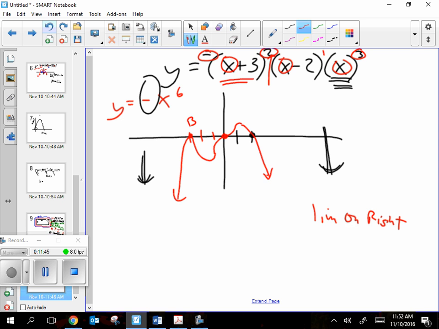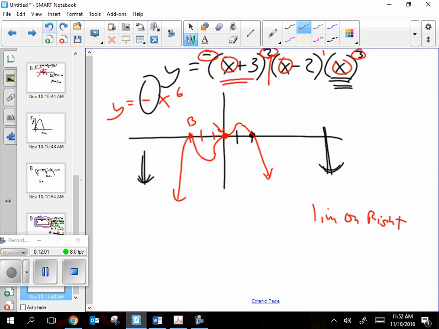It's also smart to find the y-intercept, but why don't I have to in this case? X equals 0. It's right there. That's the y-intercept. So I don't need to find it again. It's already there. All right. Good. That's a good sketch of this graph.